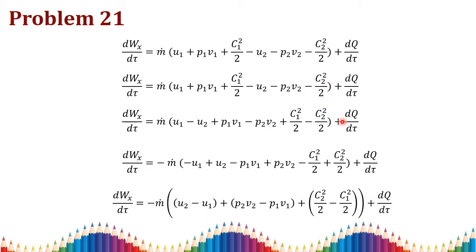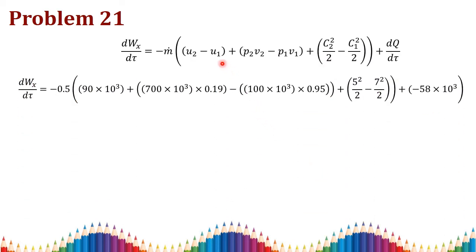For my convenience, in this equation I am taking out one minus sign outside. Listen carefully, from this bracket I am taking out one minus sign outside. Then dwx by d tau is equal to minus m dot of minus u1 plus u2. So this will become minus and this will become plus, and this will become minus and this will become plus. That equation we have written here. Then I am rearranging this equation for my convenience, that is u2 minus u1, p2 v2 minus p1 v1, then again c2 square by 2 minus c1 square by 2. So again writing the same equation.